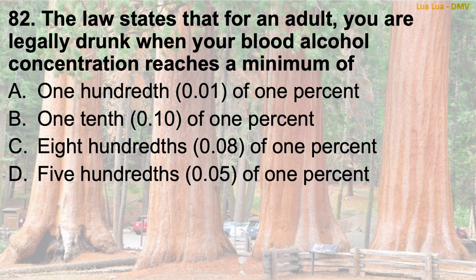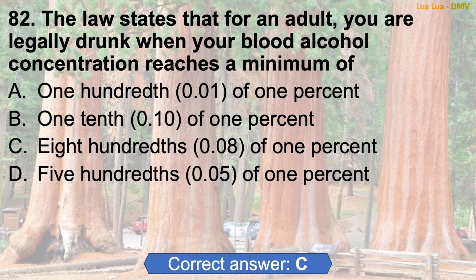Question 82. The law states that for an adult, you are legally drunk when your blood alcohol concentration reaches a minimum of A. 0.01 of 1%. B. 0.10 of 1%. C. 0.08 of 1%. D. 0.05 of 1%. The correct answer is C. 0.08 of 1%.